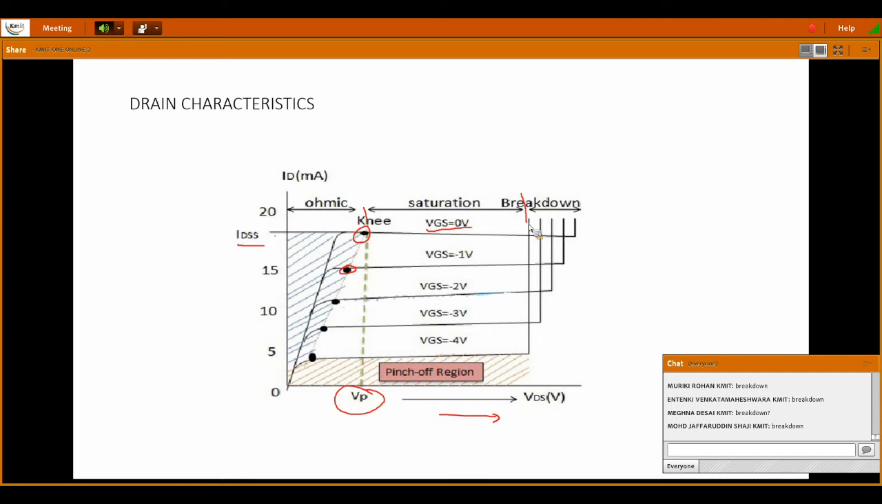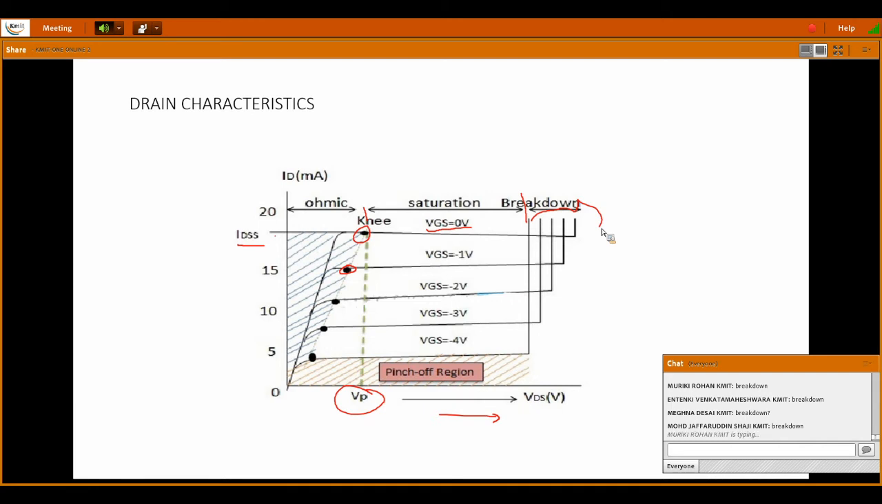Because of avalanche multiplication, carrier multiplication takes place. So breakdown occurs. This is all about your second condition. What is our second condition? The second condition is nothing but VGS is 0 and VDS is increasing. Have you all understood till here?